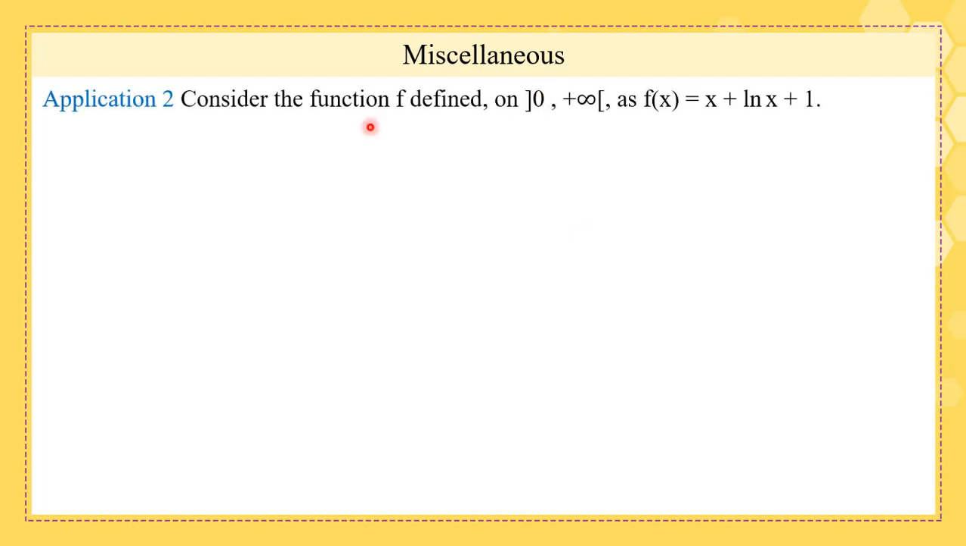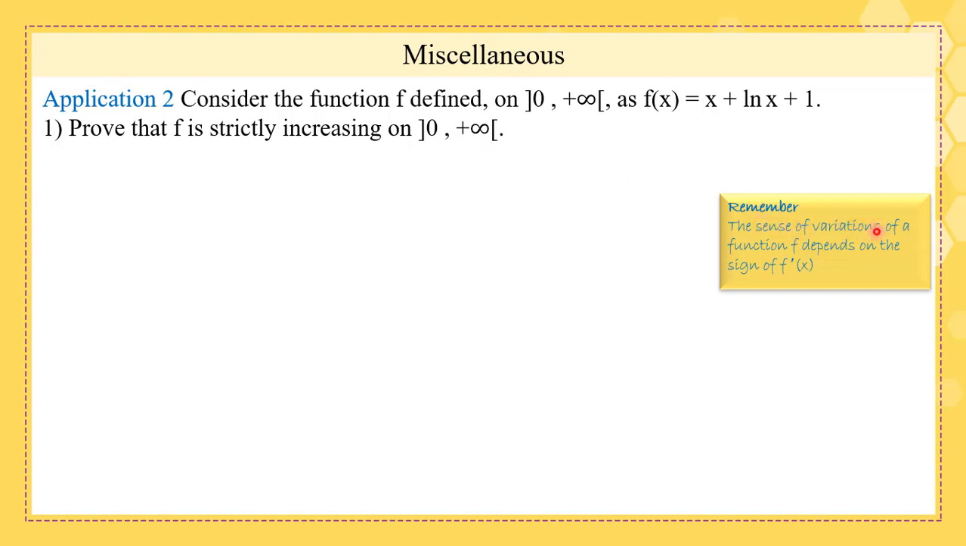Now a miscellaneous question. f is a function defined on 0 open, plus infinity, as f of x is x plus ln x plus 1. Prove that f is strictly increasing on 0 plus infinity. Remember, the sense of variations of a function depends on the sign of its derivative. So to tell whether f is strictly increasing or not, you need to find the sign of f prime of x. Try to work it out.